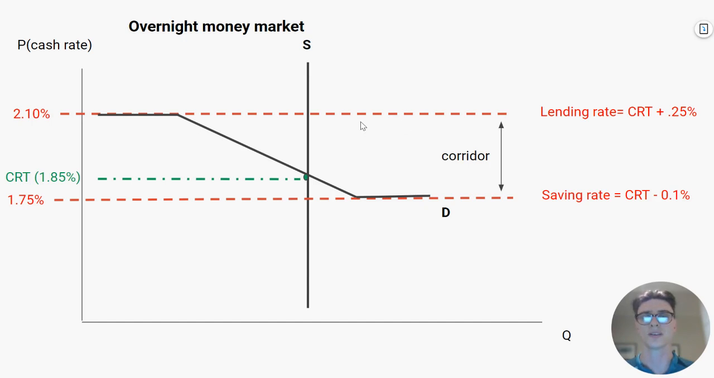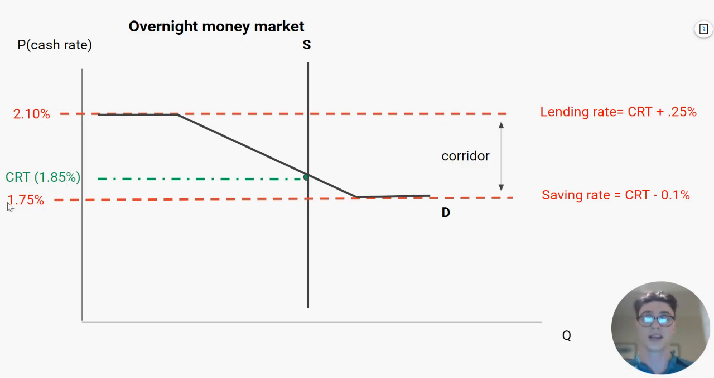So this is important because why would you pay any more if you could borrow from the RBA at 2.1%? Well, you're never going to pay a cent over that, or a percent over that, I should say. So it becomes the highest rate, or the ceiling. The same goes for the floor.